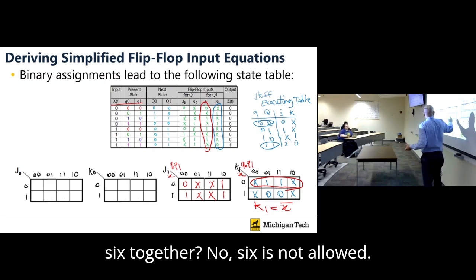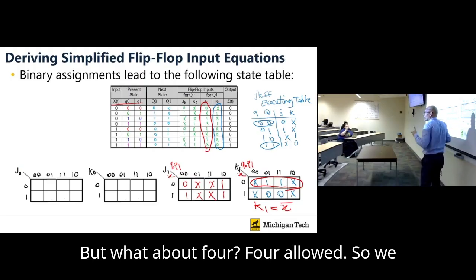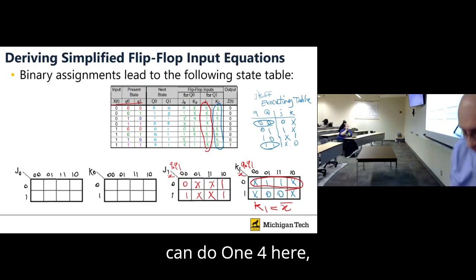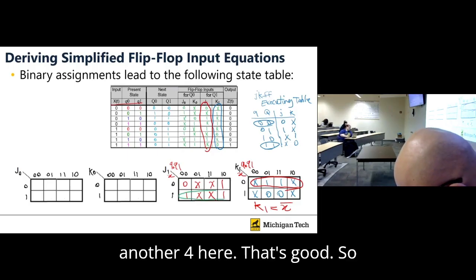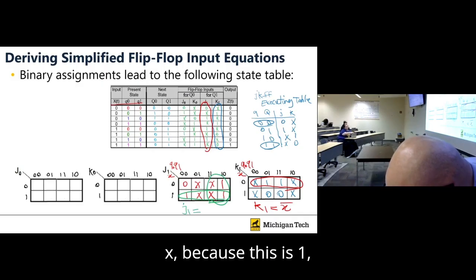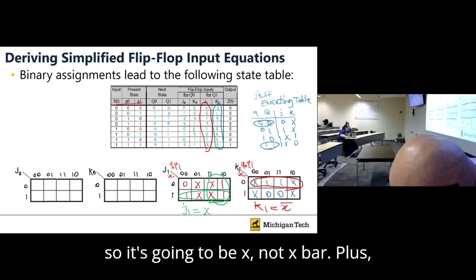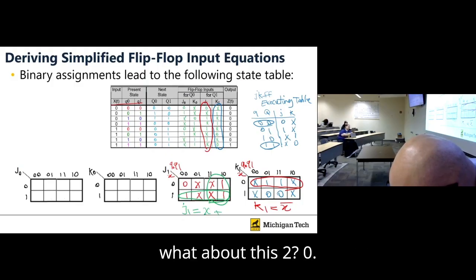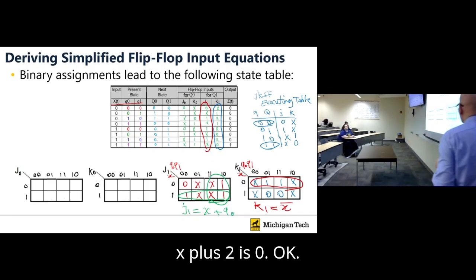No, 6 is not allowed. But what about 4? 4 is allowed. So we can do 1 4 here, another 4 here. That's good. So J1 is going to be again X, because this is 1, so it's X, not X bar, plus, what about this 2? Q0. X plus Q0. Okay.